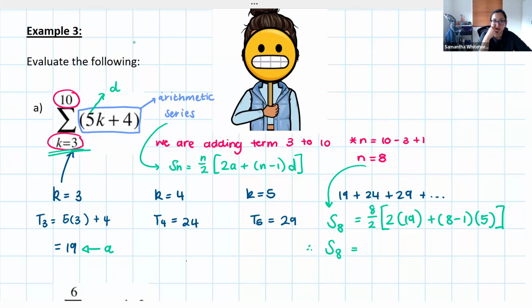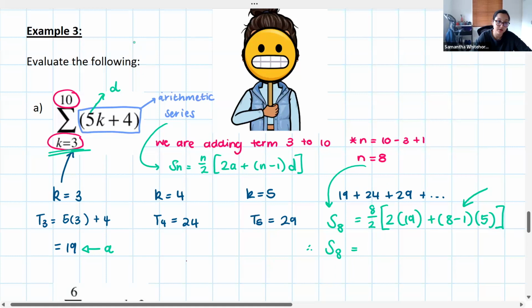Ma'am, do we get marks for showing our substitution? In terms of the substitution into the sum formula, to get sum 3, sum 4, is it necessary? So no, where you will get marks is for the terms. So you won't get marks for the actual substitution, but you get marks for the terms, yeah.